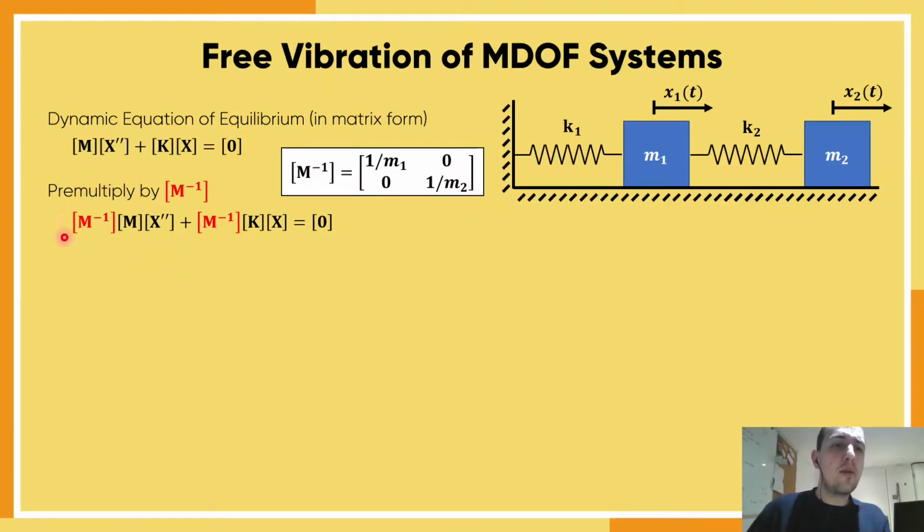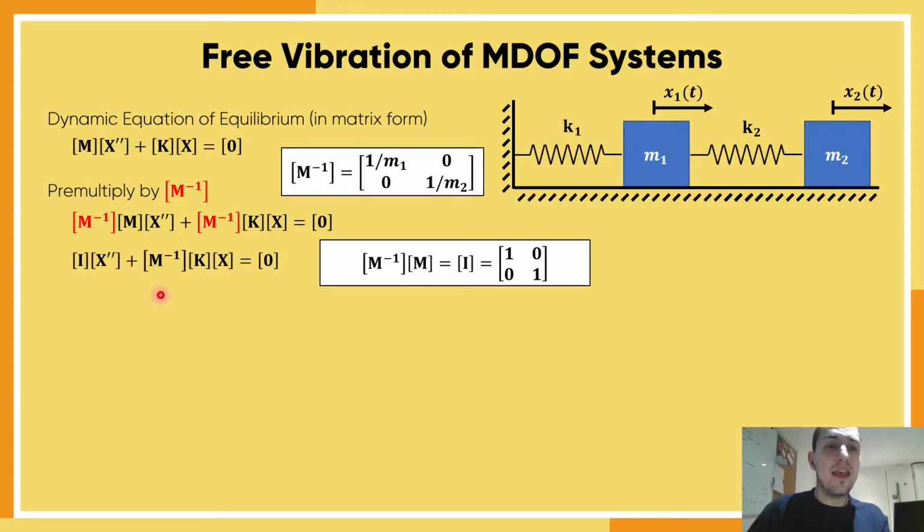The idea of pre-multiplying with M minus 1 is that when we have the inverse of a matrix times the matrix, this is always the identity matrix. In a 2 by 2, the identity matrix is just 1, 0, 0, 1. For other dimensions, for example, a 3 by 3 would have zeros everywhere except the main diagonal, which would have 3 ones.